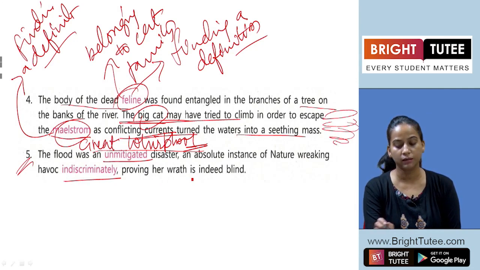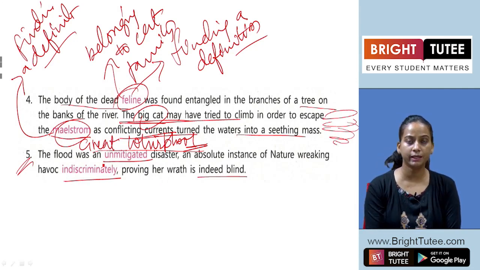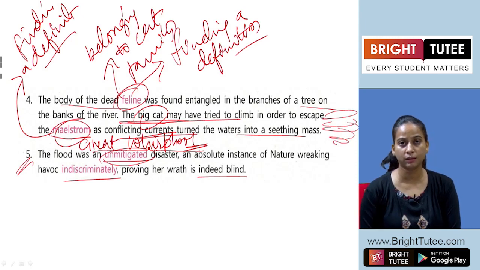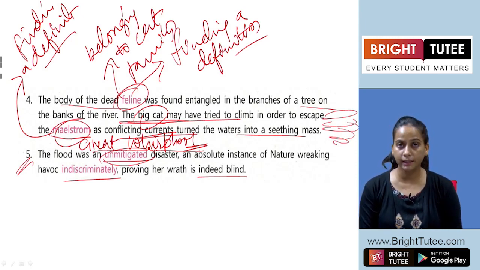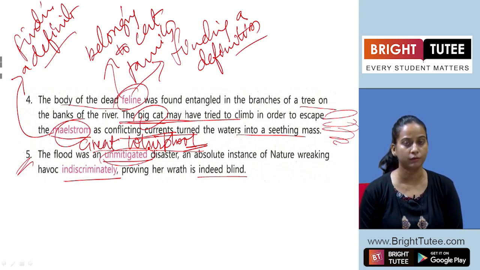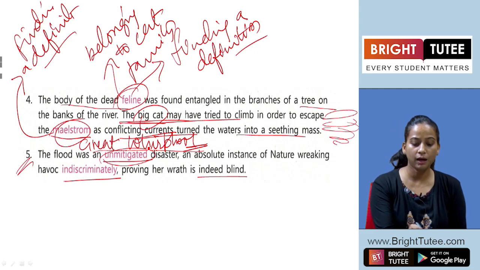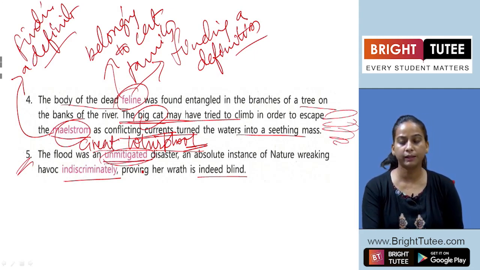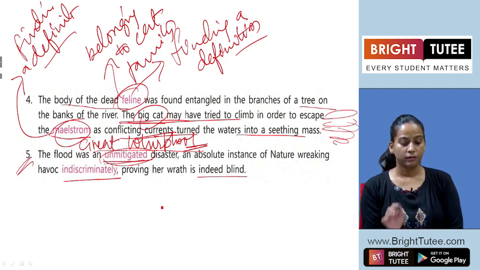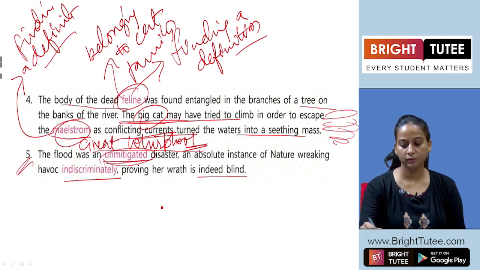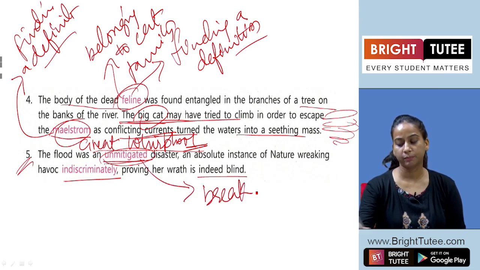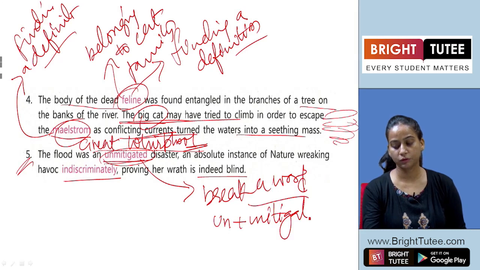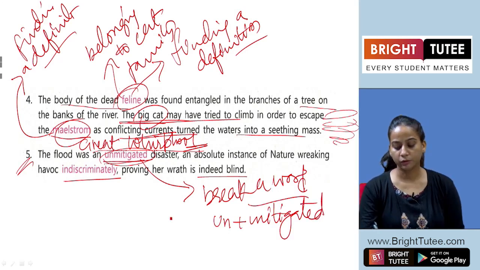wrath is indeed blind. So these two words are given: unmitigated and indiscriminately. We have to find out which particular techniques we are going to follow and what the meaning is. Let's look at the first one, unmitigated. The flood was an unmitigated disaster, an absolute instance of nature wreaking havoc. Clear? So we are going to follow the break a word technique here. Un plus mitigated. We can see the prefix was used.